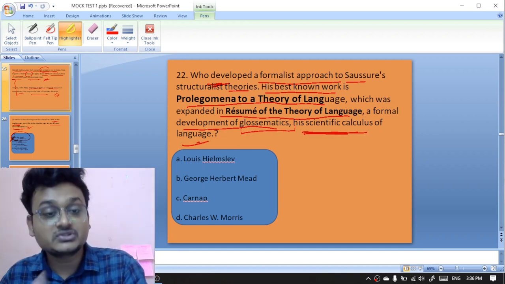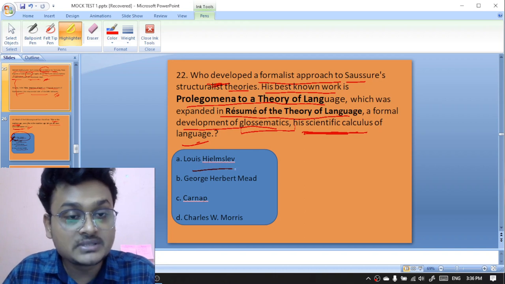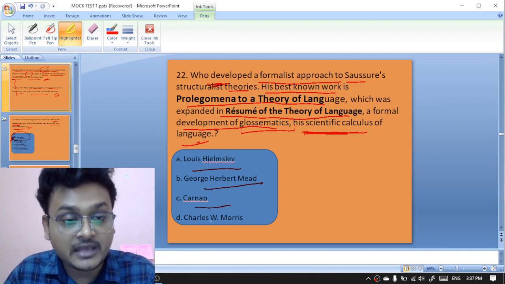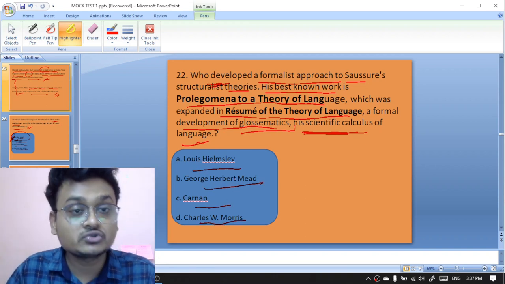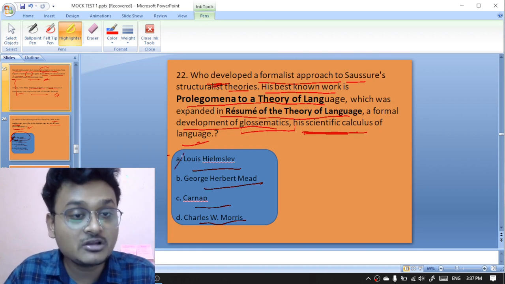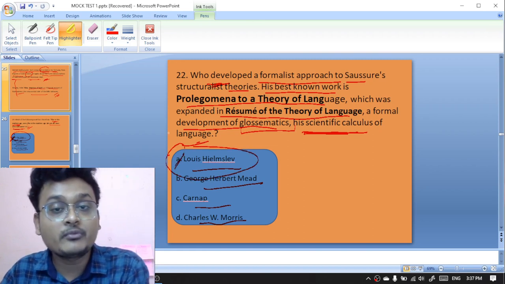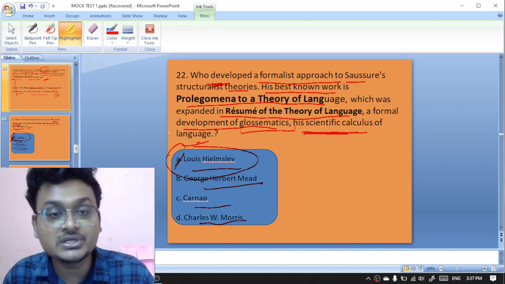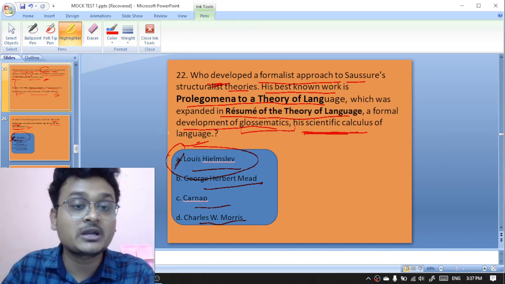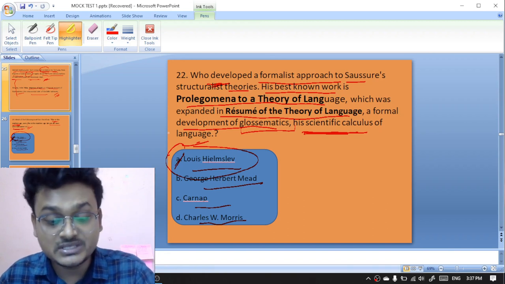Who developed it? The options are Louis Helmholtz, George Herbert Mead, Carnap, Charles W. Morris. So the right option here is Louis Helmholtz, who developed Saussurean structuralist theories, and his best known work is Prolegomena to a Theory of Language. So this is Louis Helmholtz.